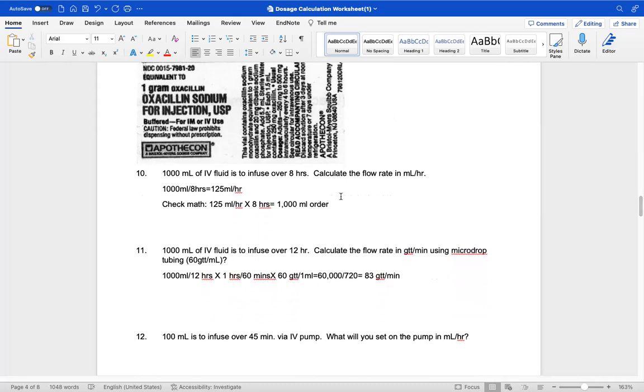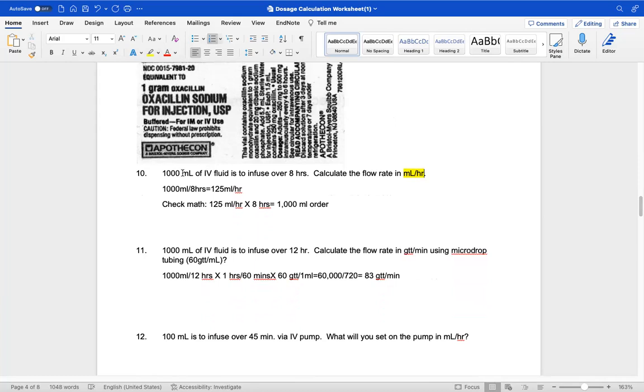All right, so infusion rates. I know several of you last semester got kind of tripped up on the infusion rates. So again, this is where I'm talking about highlighting. Make sure that you highlight, underline, whatever you need to do. What are we looking for in this problem? That is what we need to know.